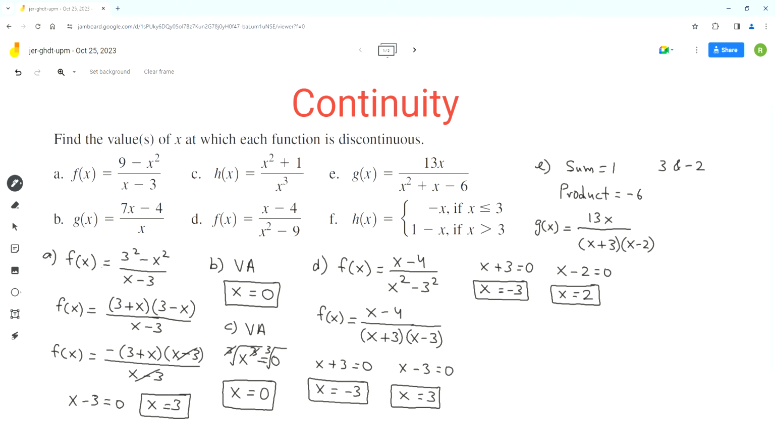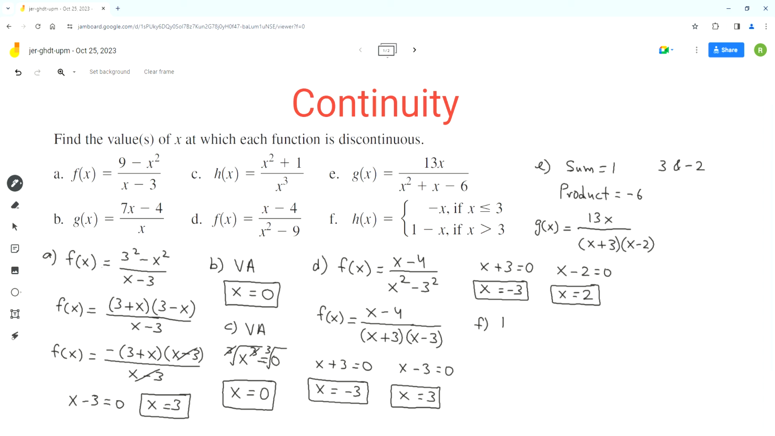So now we have to analyze the last one, part f. We are given a piecewise function. So here the function is broken up at x equals 3. So for the left side of 3 and including 3, the equation is negative x, and for the right side of 3, the equation is 1 minus x. Now for continuity of this function, we have to use limits and check whether the left hand limit is equal to the right hand limit at x equals 3.